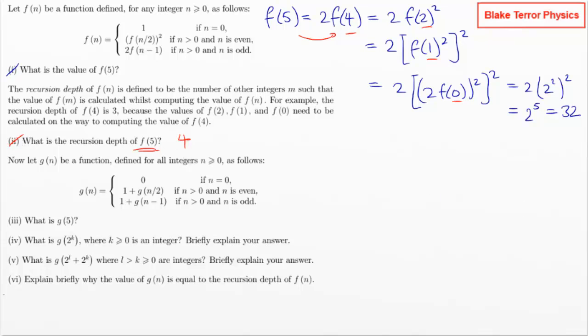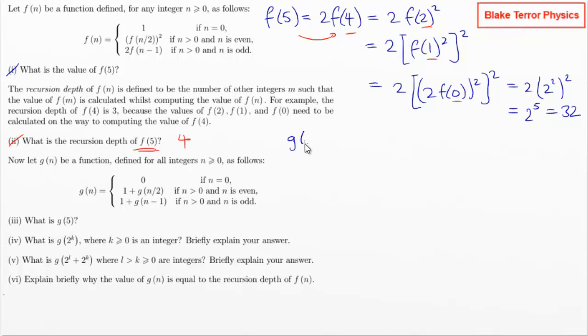Right, that was okay. Second part of the question here. We've got a new function, g, defined for all integers, again, n greater than or equal to 0, as follows. There's some similarity between these functions, as in the bottom 2 branches, they're doing the same operation on n. We're halving it in the middle one and we're taking 1 off in the bottom one, but it's got a different calculation. Okay, so what is g5?